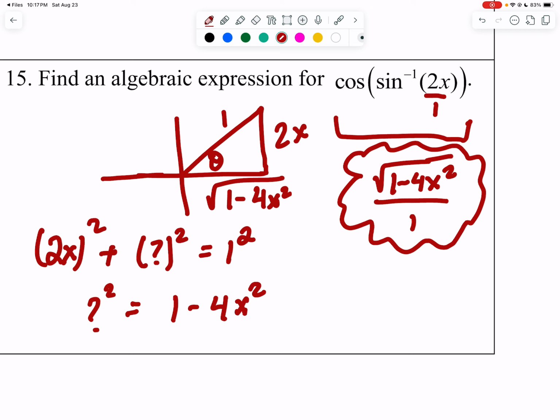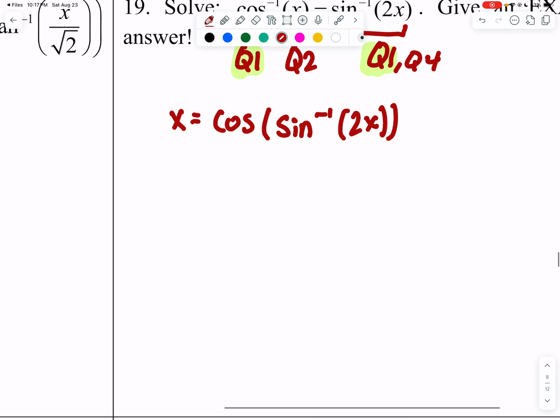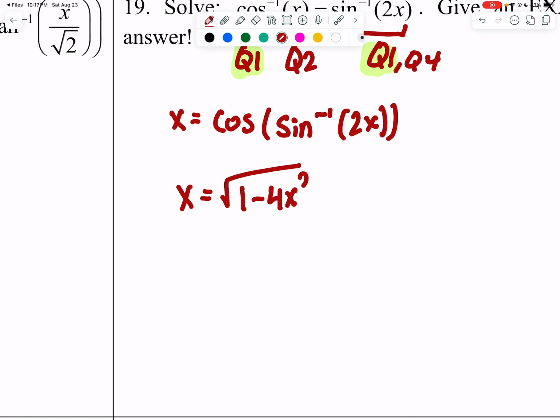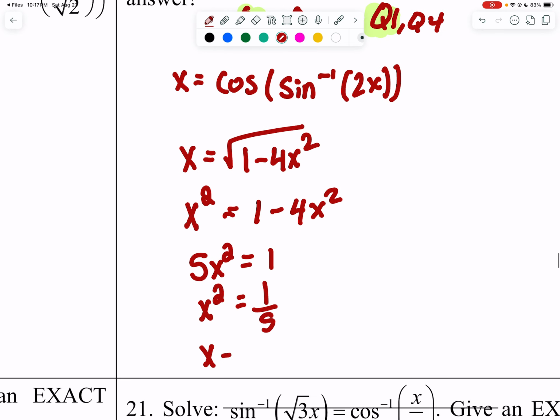So what we are going to do here is set that equal to x. We're going to square both sides. And then I'm going to add. And then I'm going to divide. And then once you do that, you'll get plus or minus the square root of 1/5.